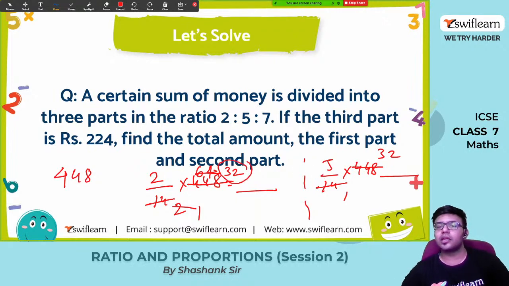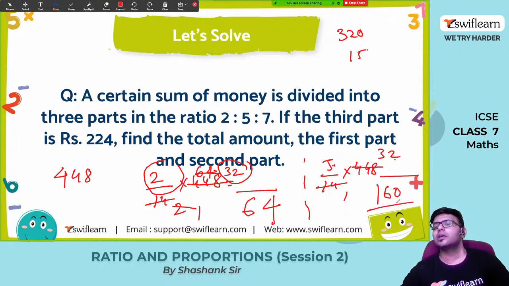Now multiply 32 times 2, which is 64, and multiply 32 times 5. We have a special technique in Vedic maths to multiply any number by 5. Take half of 320, that will give you multiplication by 5. So it is 150 and 10, 160. So 5 times 32 is 160. So this is the first part, this is the second part.